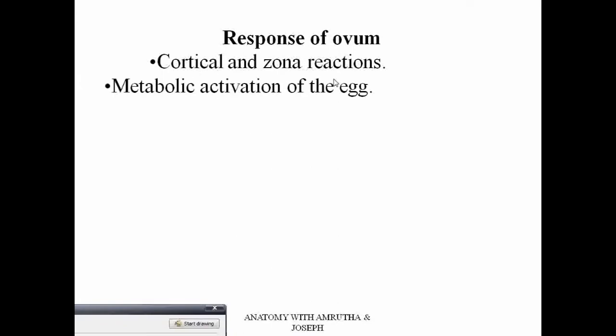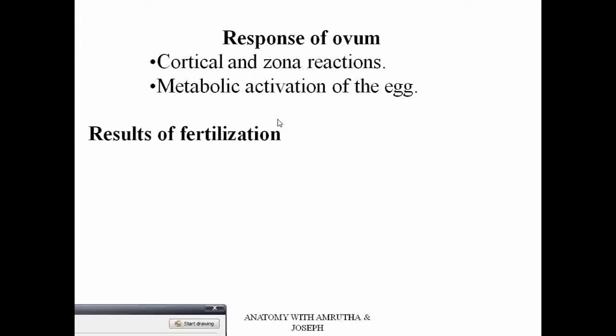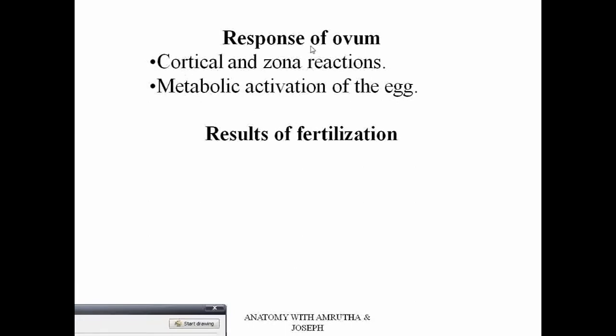Now, what is the response of the ovum to fertilization? Cortical and zona reactions. So there are two reactions that occur in the ovum: cortical reaction and the zona reaction. Metabolic activation of the egg. The egg gets activated. So these are some of the responses of the ovum, where some reactions occur in the cortical region, and also zona reactions. Zona reaction occurs so that another sperm cannot enter into the ovum. So only one sperm can enter into the ovum.